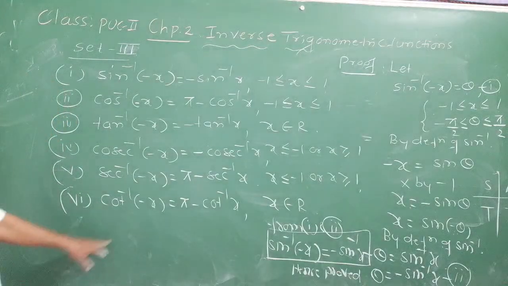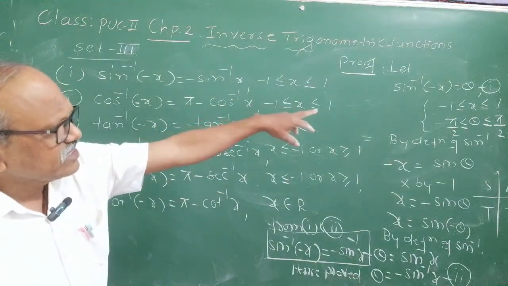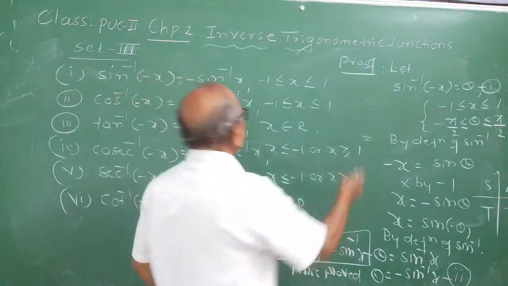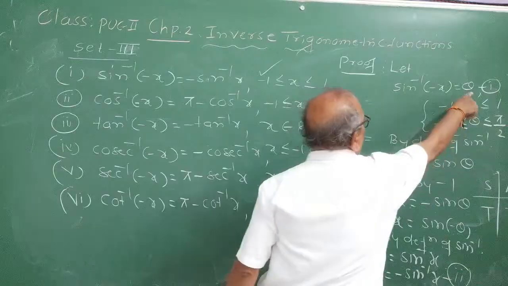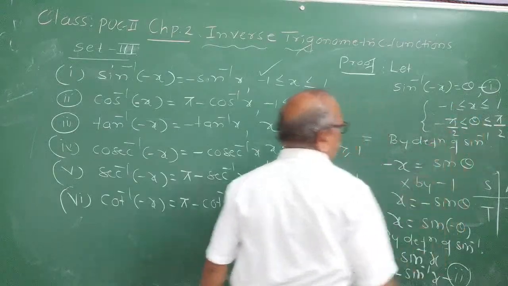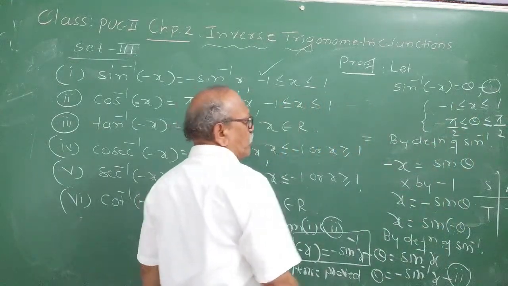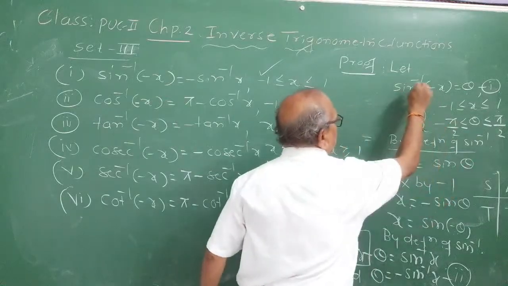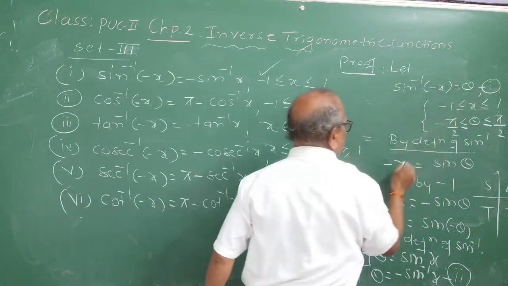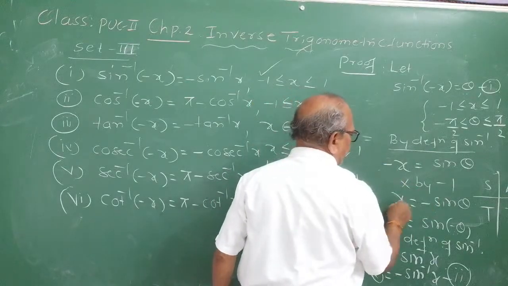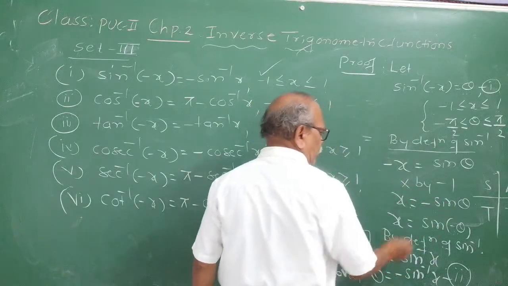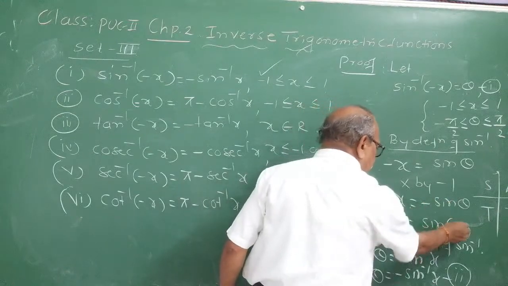Observe. Sine inverse of minus x is equal to theta. They have given that condition is minus 1 to plus 1. When x is minus 1 to plus 1, theta will be minus pi by 2 to plus pi by 2. Now definition can be applied. Sine inverse minus x is equal to theta means minus x is equal to sine theta. Multiply by minus 1, you can write it as x is equal to minus sine theta. Minus sine theta can be written as sine minus theta.